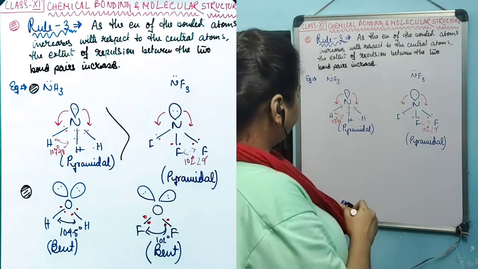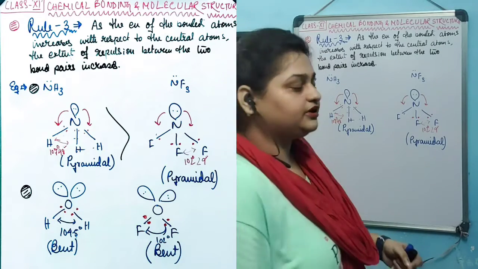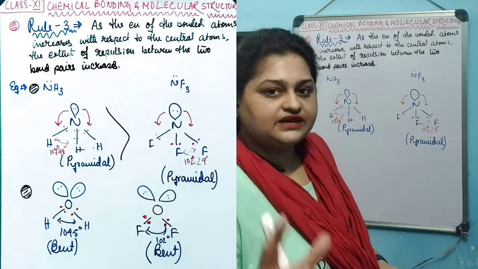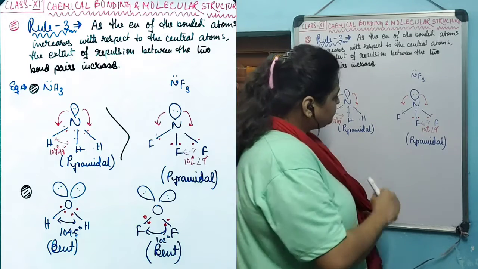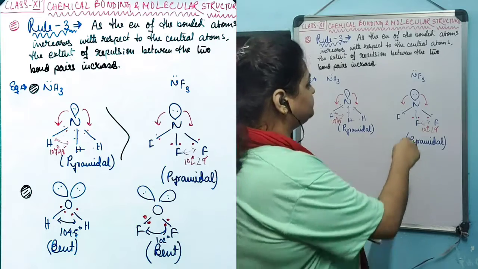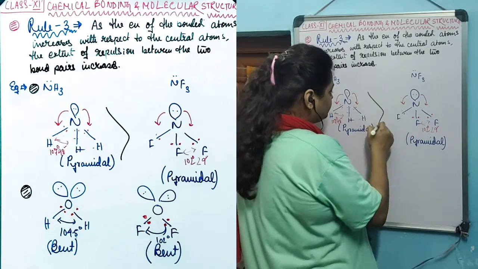Both bond angles are lesser compared to the regular tetrahedral, because the lone pair is repelling the bond pairs and the bond pairs are getting closer to each other. But the decrease in bond angle is much more in this one. That's why the bond angle is less compared to this one.